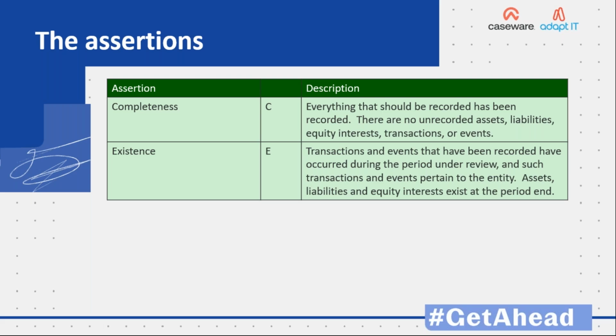Existence assertion, which is the E, are transactions and events that have been recorded, that have occurred during the period under review, and such transactions and events pertain to the entity, and the assets, liabilities, and equity interests exist at period end.